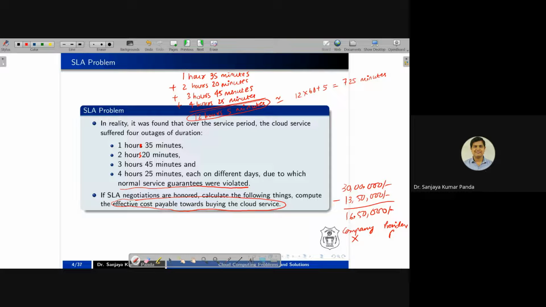Is it clear? Is it clear what is the meaning of effective cost for buying the cloud service? Yeah, any doubt?